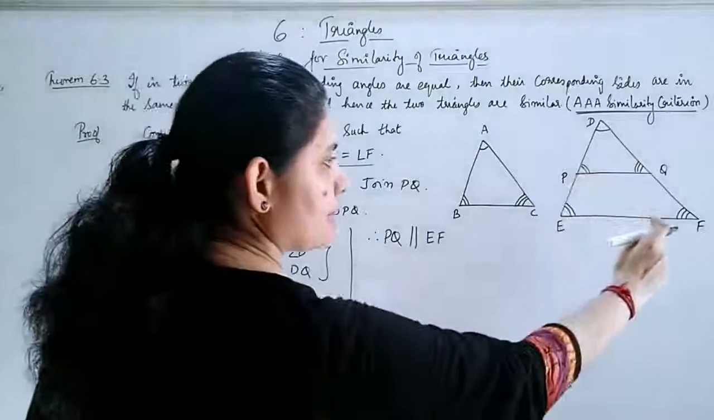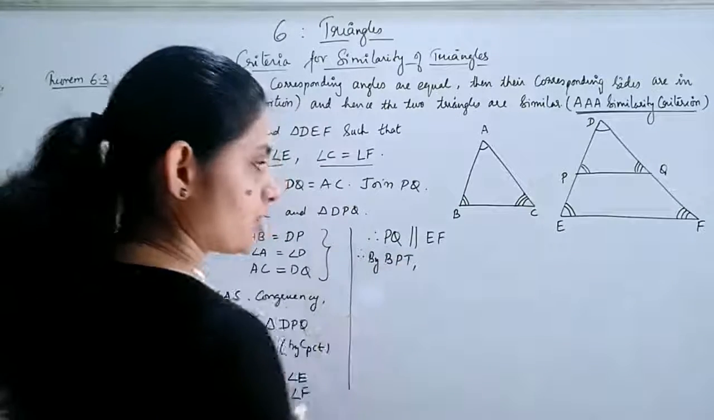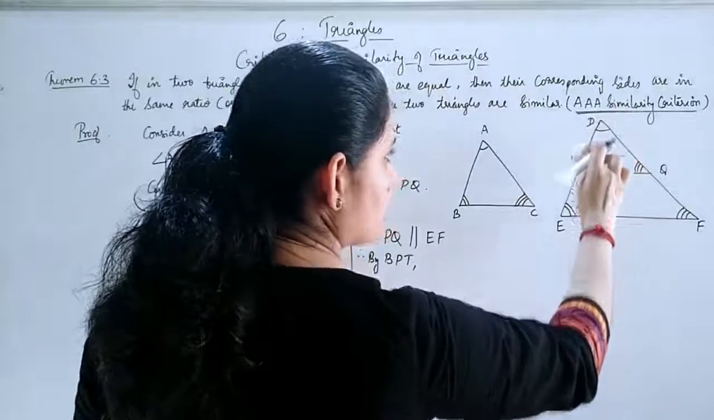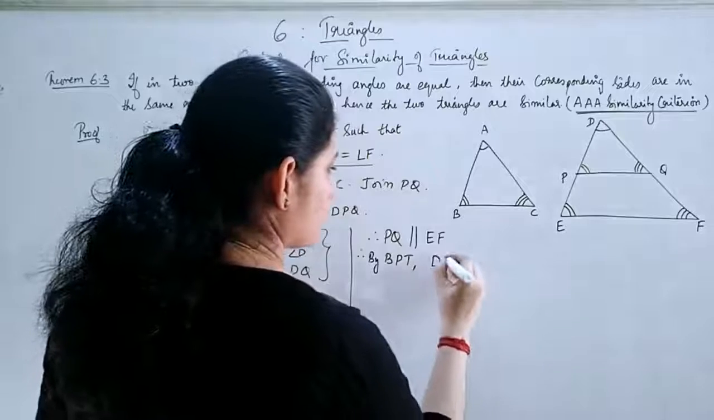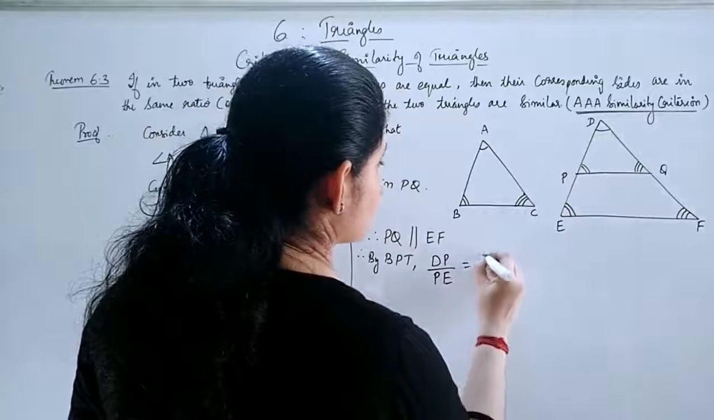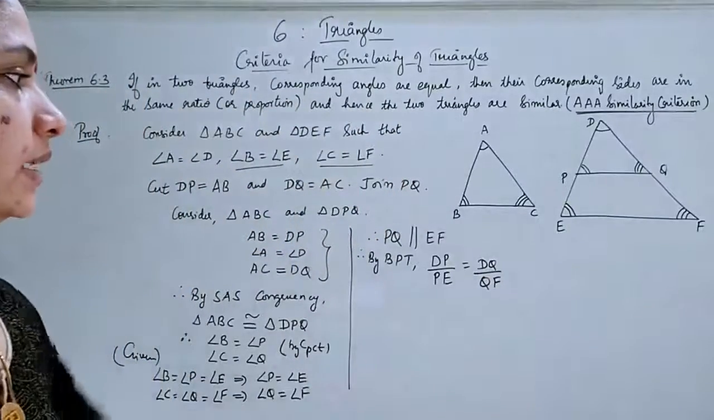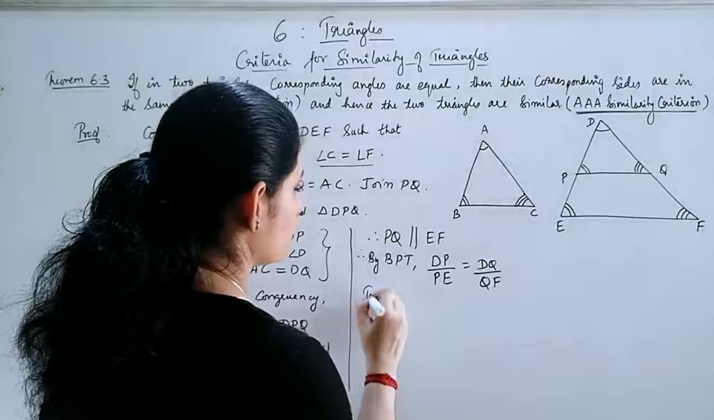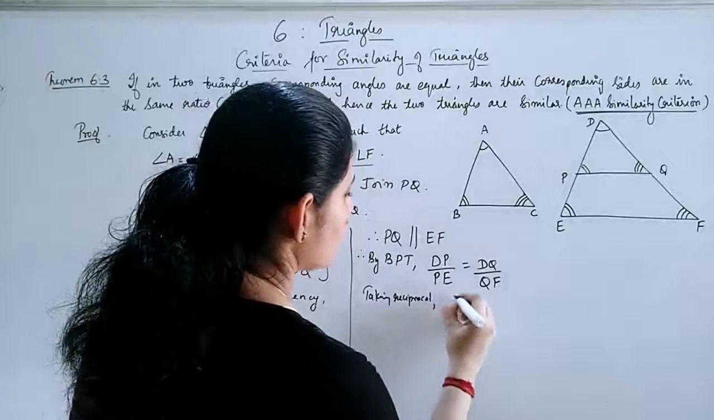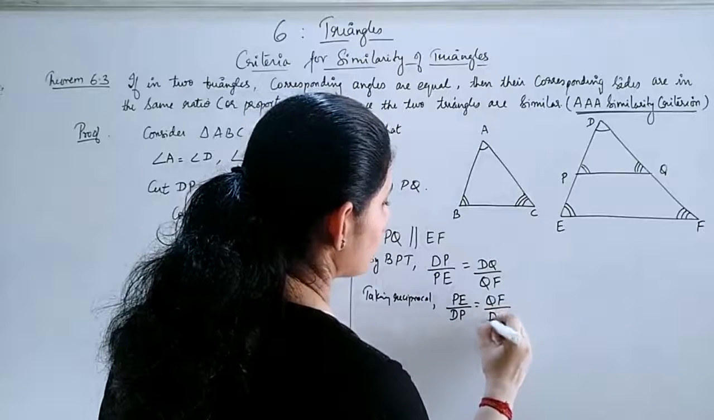And since these two lines are parallel, you can use your BPT. Hence by BPT, you can get the fraction of this one triangle. See here, in this triangle you will get DP by PE equal to DQ by QF. Now after this we are taking the reciprocal on both sides. Taking reciprocal will give you PE by DP is equal to QF by DQ.